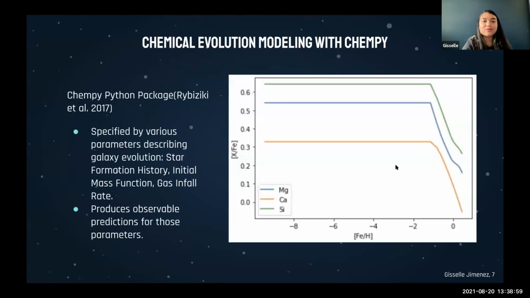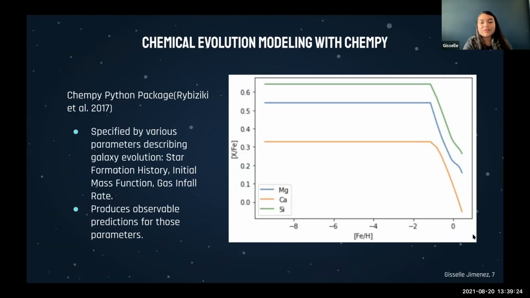Which brings me to chemical evolution modeling with ChemPy. I have been using the ChemPy Python package to produce chemical evolution models for Andromeda. How ChemPy works is that it's specified by various parameters describing galaxy evolution, such as star formation history, initial mass function, and gas inflow rate.